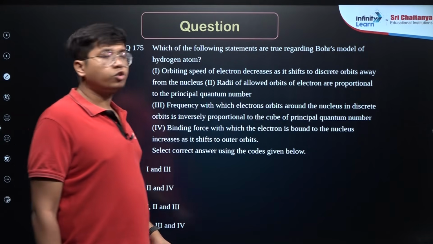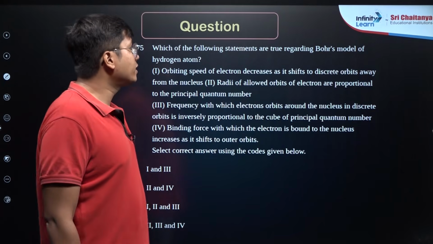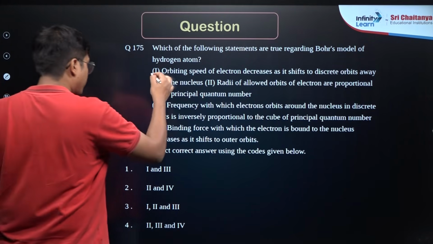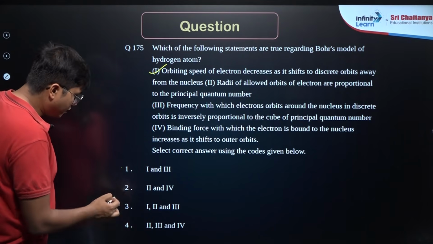This says which is true about the Bohr's model. First, orbiting speed of an electron decreases as it shifts to discrete orbits away. That is a correct statement. So option 1 is correct.